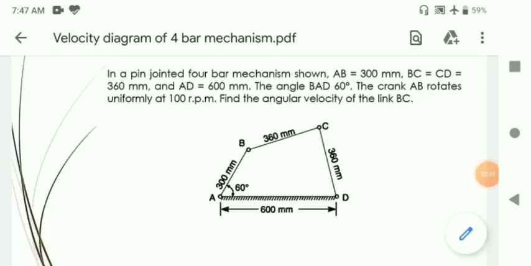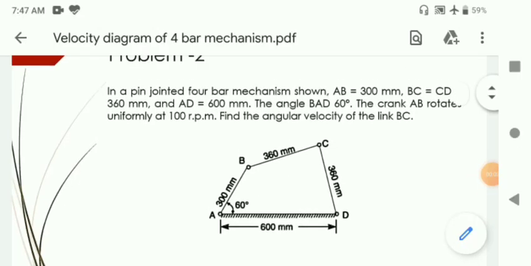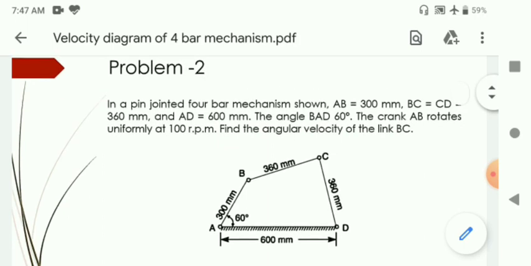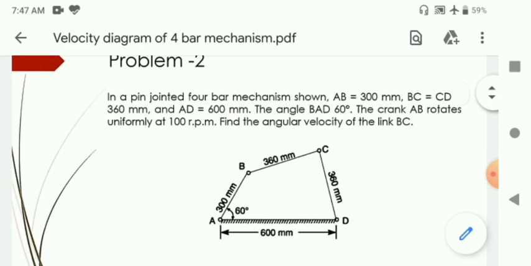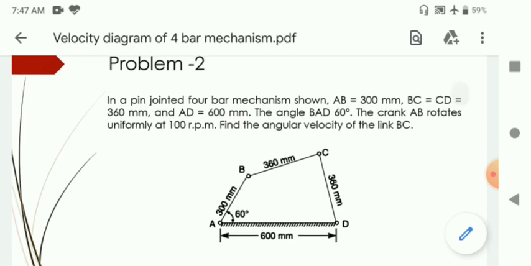Hello everyone. In this video, we are going to discuss the relative velocity analysis of a 4-bar mechanism. In the question, a 4-bar mechanism is given. You can write down the question.